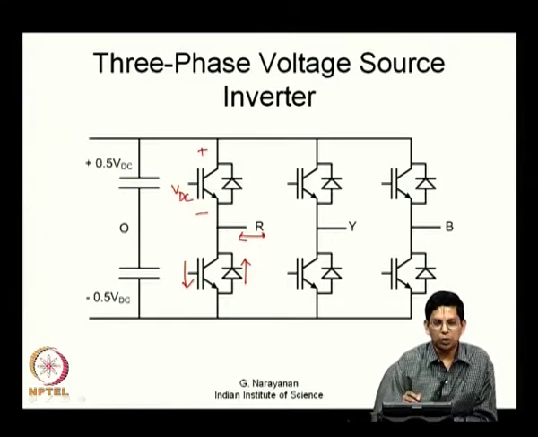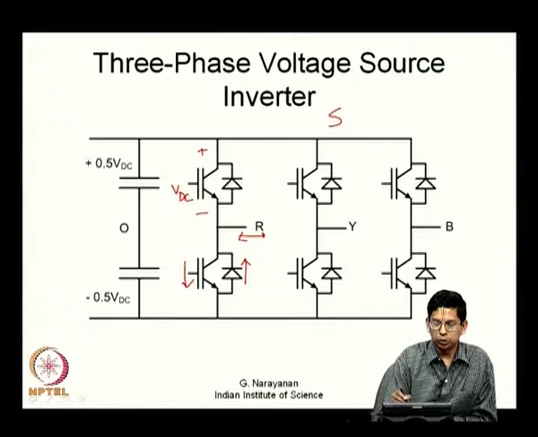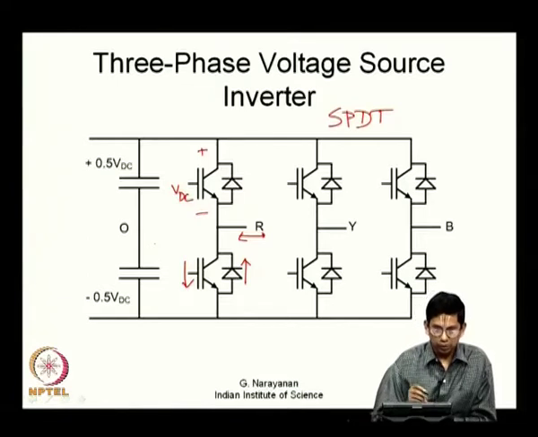So, here also what you find is basically the top and the bottom switches are switched in a complementary fashion, so that every leg is a single pole double throw switch, and you have 3 single pole double throw switches here. The poles are once again connected to the load terminals, the load being inductive, and the throws are connected across the DC supply. So, now this is a 3-phase voltage source inverter.